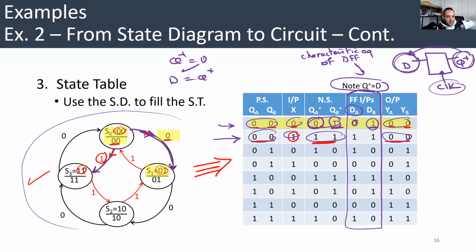Now we know the output of the next state, but we don't know the input. But you can just switch what is on the right hand side to the left hand side. That's it. So D is equal to Q plus. So basically, copy this column into that column, and copy that column of QB plus to that column of DB. Let's take another example. Let's remove all that mess.